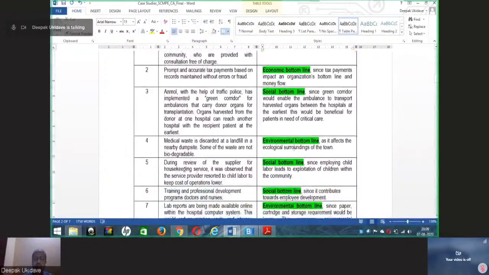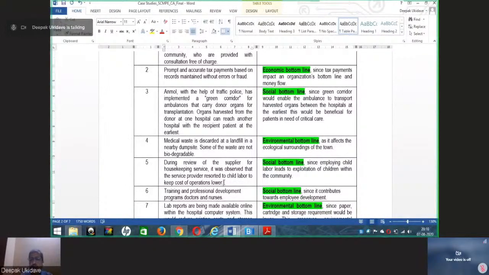Next one we look at is number 5. During review of the supplier for housekeeping service, it was observed that the service provider resorted to child labor to keep the cost of operations lower. Child labor is strictly prohibited, but still, just to reduce the cost, if the contractor is using child labor and deploying them on the company's premises for housekeeping, cleaning work, etc., then that is not done. And during audit, if this point comes up, then the contractor should be warned.